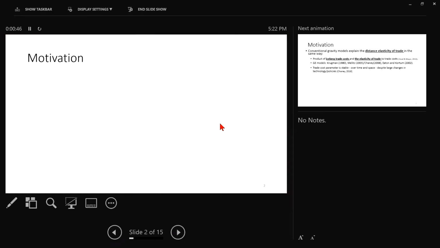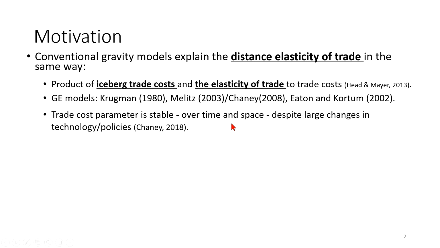Before I start, some motivation for the paper. Conventional gravity models explain the distance elasticity of trade in the same way. It's the product of iceberg trade costs, this notion that I lose part of my shipment as I send the product abroad, times the elasticity of trade to trade costs. That's the conventional way that we think of the distance elasticity, and it has been used at least since the 1980s.